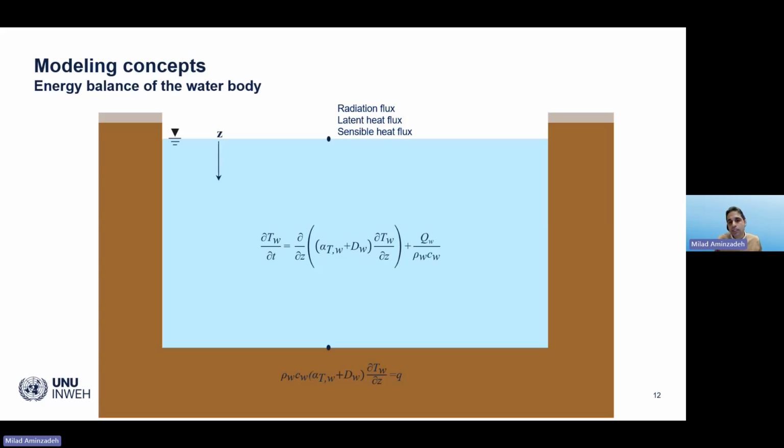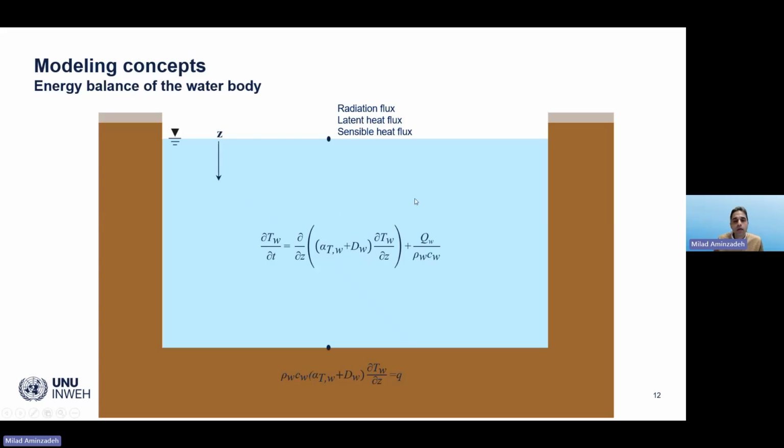But here we decided to solve the 1D energy balance equation. You can see the partial differential equation here. We decided to solve the 1D energy balance equation in depths of the water body to find the vertical water temperature profile. And more important than that, to estimate the surface temperature. So once we have the surface temperature, we can also calculate evaporative losses.